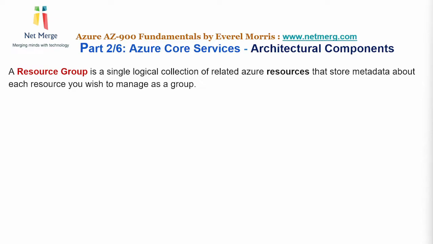Now we spoke about resource group briefly, but a resource group is a single logical collection of resources. So what is a resource? A resource is anything that you could create and use in Azure. A virtual machine is a great example of a resource. It's something you could create and use in Azure. So a resource group would be a group of resources such as the virtual machine you create.